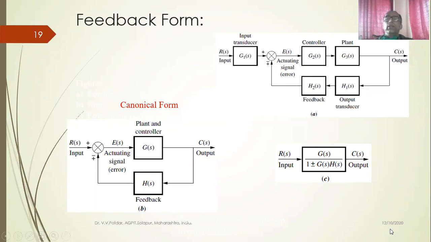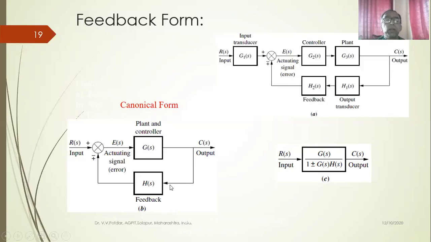Hello friends, in the last class we saw some of the rules of block diagram algebra, wherein we studied what are cascaded or series elements, what are parallel elements, what is the summing point, what is the takeoff point, and finally we saw the feedback form of the block diagram, wherein we arrived at the closed loop transfer function.